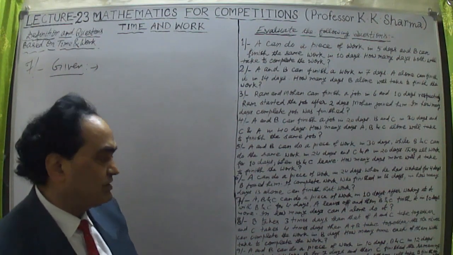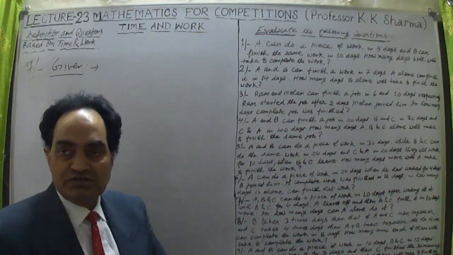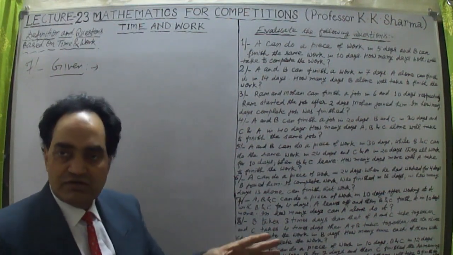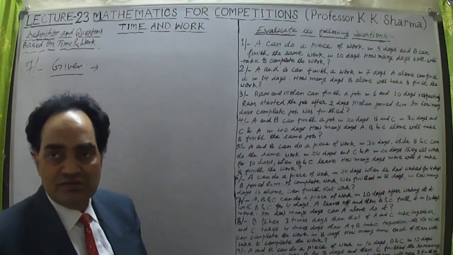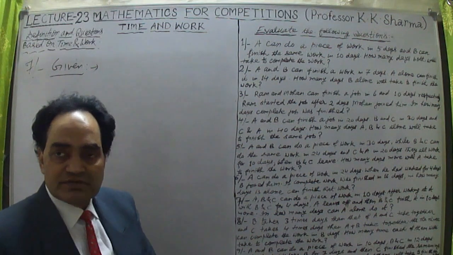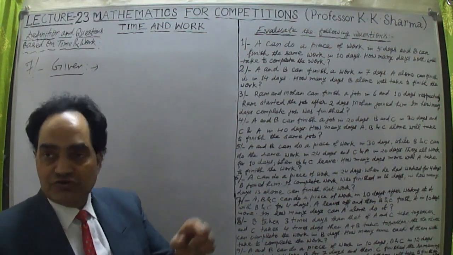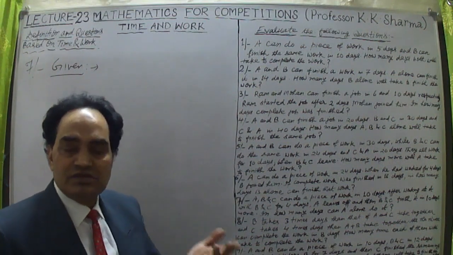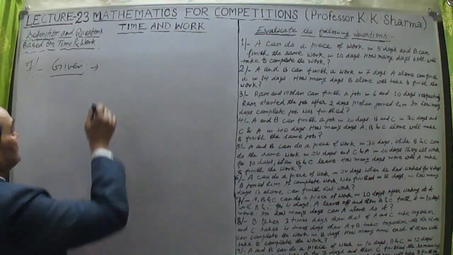Now they say in 10 days. So the remaining work is finished by B and C in 10 days. The remaining work divided by the number of days will give us the rate of B and C. This B and C's rate of work can be subtracted from A plus B plus C's rate of work. That will give us A's rate of work, and that will be reversed. Then the number of days can be calculated for A. So let us take what is given to us.